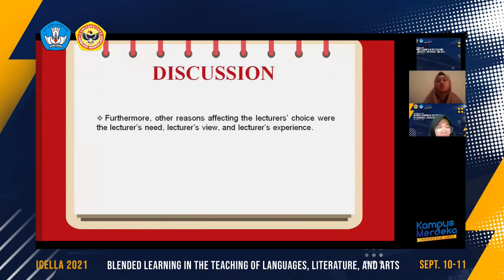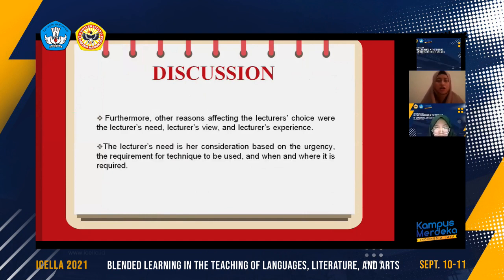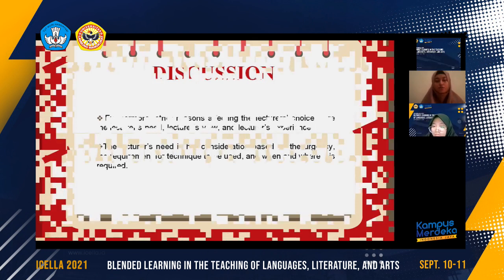Furthermore, other reasons affecting the lecturer's choice were the lecturer's need, lecturer's view, and lecturer's experience. The lecturer's need is her consideration based on the urgency, the requirement for technique to be used, and when and where it is required. For example, the lecturer used video before role-playing when a good model of conversation is needed, and she also used game that improve students' speaking ability when the classroom atmosphere requires.